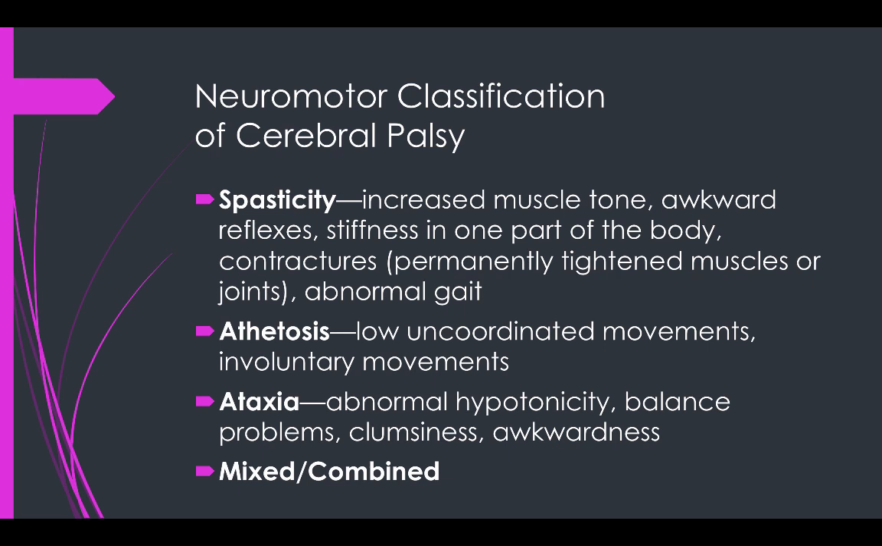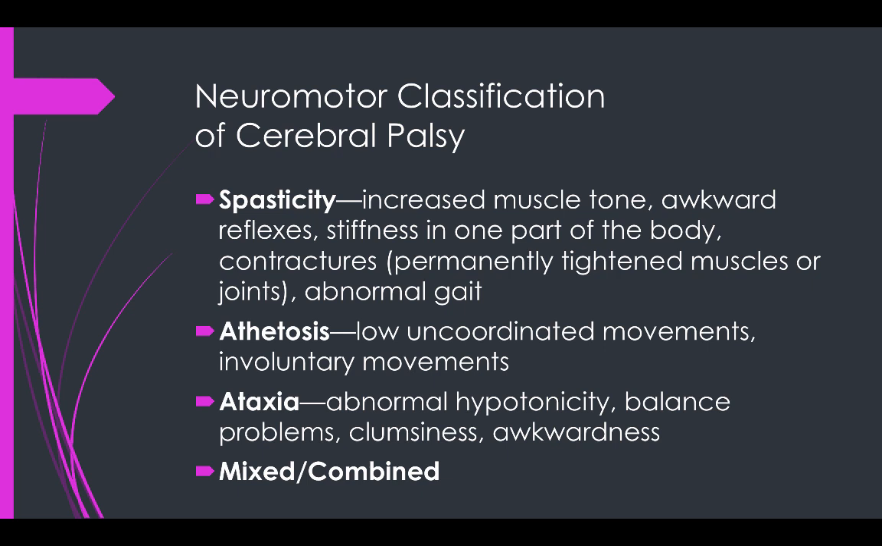So spasticity, or what people may call spastic CP, is a very high increase in muscle tone, so hypertonic. Usually they have awkward reflexes. So reflexes we would typically see individuals grow out of may still arise and may still be present. Usually they have stiffness in one part of the body. They have what's called a contracture, which is pretty permanently tightened muscles and joints. So they might have their elbow flexed with their wrist flexed and their fingers extended close to their chest, which may be a contracture you may see.